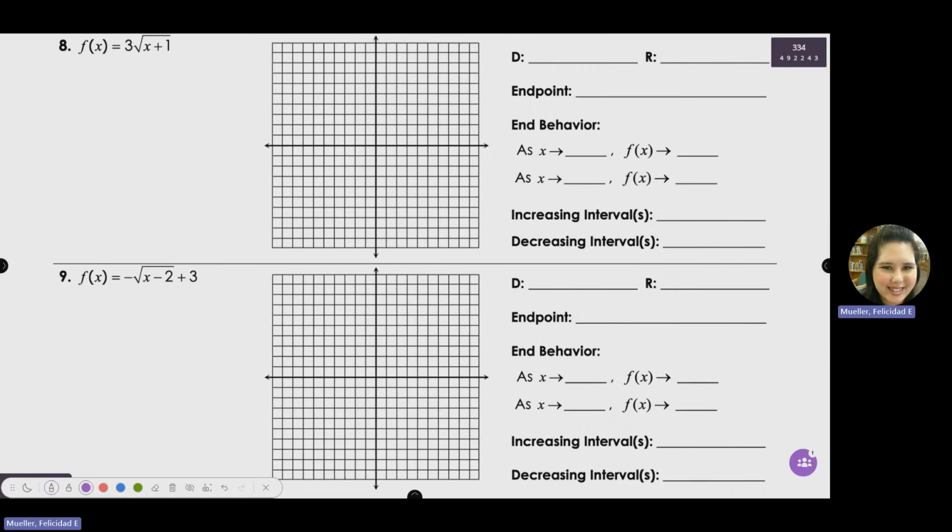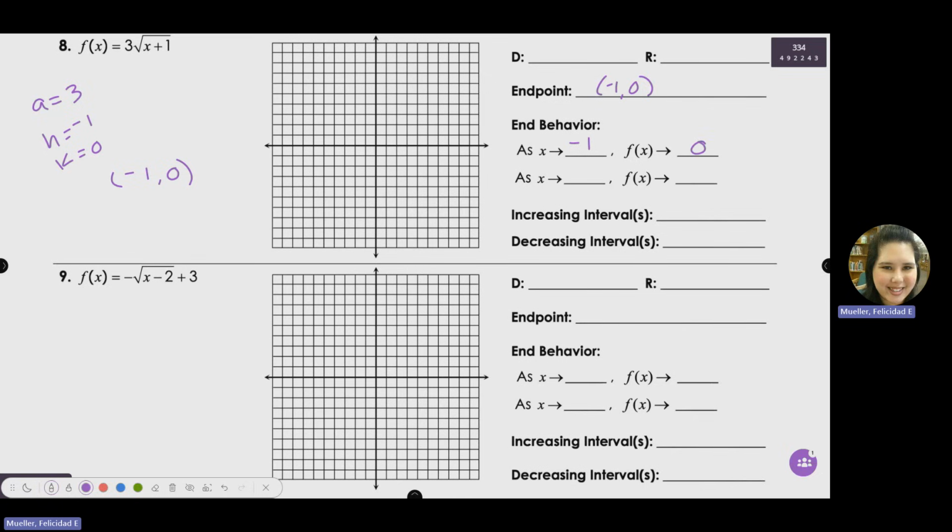Taking a look at 8 and 9. So on 8, again, if you have a packet, go ahead, we continue because you're supposed to try these. If you do not have the handout, go ahead and try these and then go ahead and check your work. So on 8, A is 3. H is -1, K is 0, so I know I have -1, 0 as my endpoint. So I know as x approaches -1, y approaches 0.